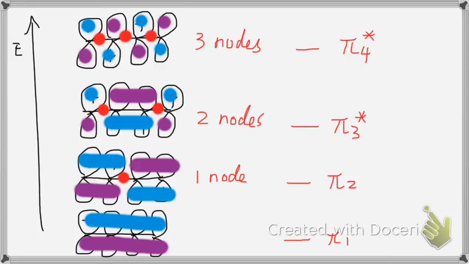And originally we have 4 p orbitals, each containing 1 electron, 4 electrons total. And these 4 electrons are going to fill in these 4 molecular orbitals. So they are going to occupy pi 1 and pi 2. Then we don't have any more electrons left. And pi 3 star and pi 4 star, as anti-bonding orbitals, will be left empty.